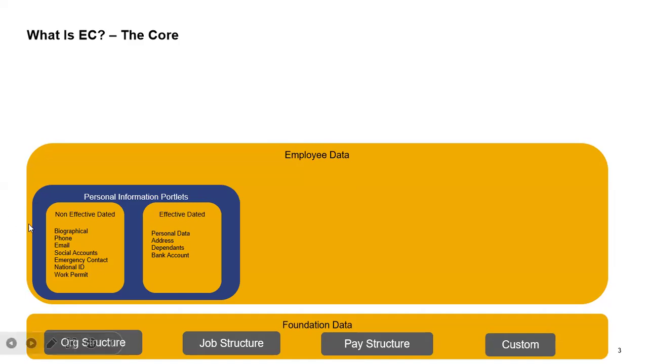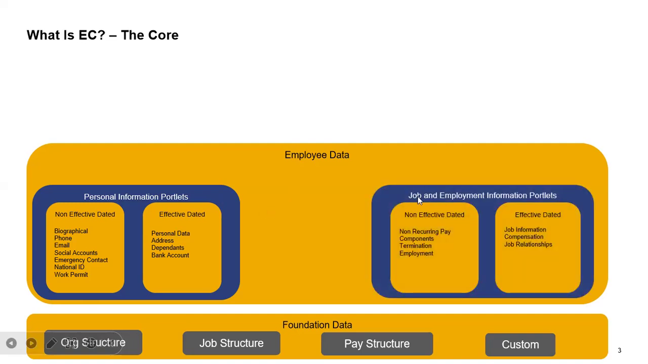After foundation data, this is basically the architecture, or how EC is working in SuccessFactors. So I'm explaining that part. In foundation data, that is already explained, that is org structure, job structure, and pay structure. Afterwards, we will focus on the employee data, that is what the personal information portlets are and what the job and employment information portlets are. In the personal information, we will have biographical, phone, email, and so on.